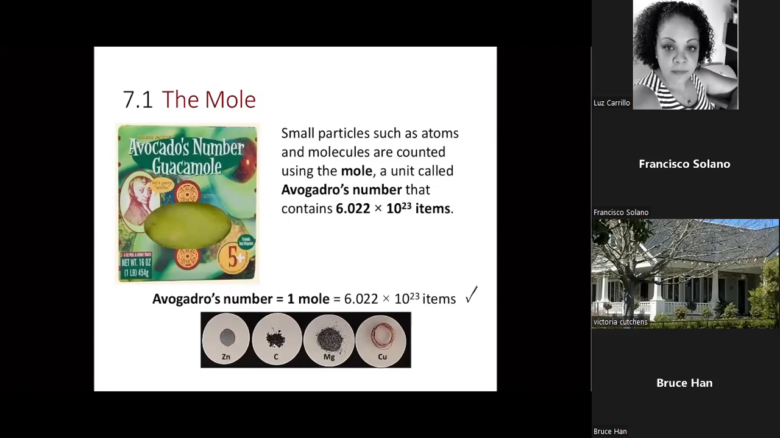Now, you may see that I actually put a picture there and you'll be like, what? Why is there a picture of guacamole here?